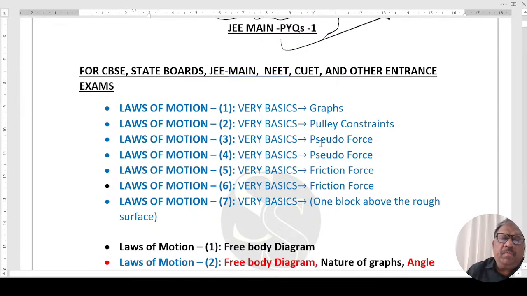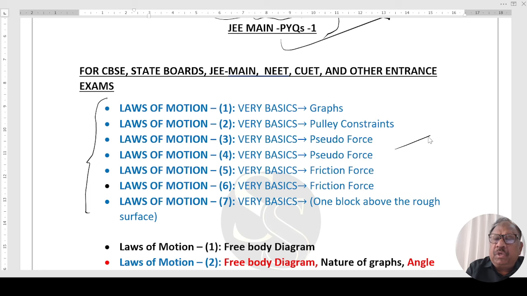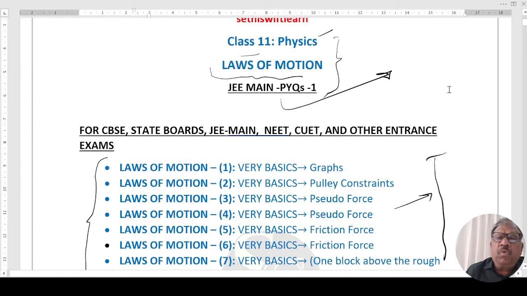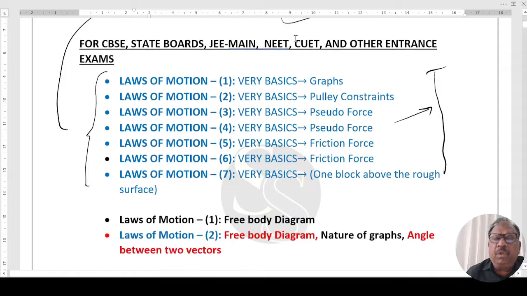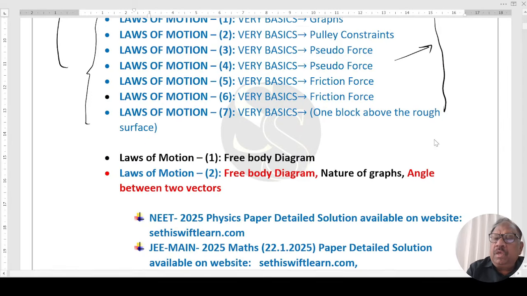In the earlier session, we went through these 7 very basic sessions on these topics. Through illustrations, the basics are clear, which you can review on the YouTube channel sethiswiftlearn. In addition, illustrations here are taken from JEE Main PYQs.